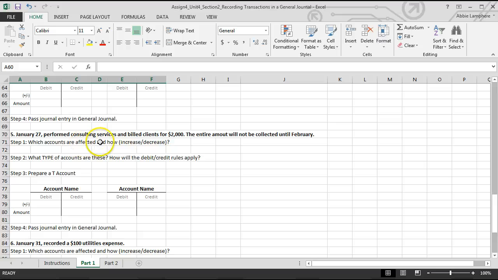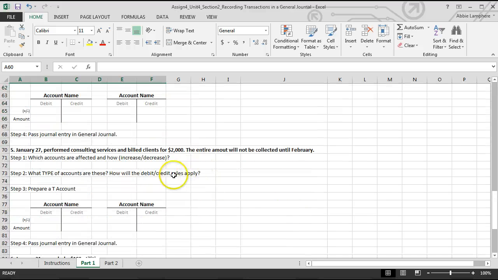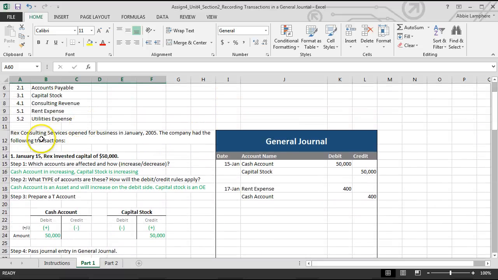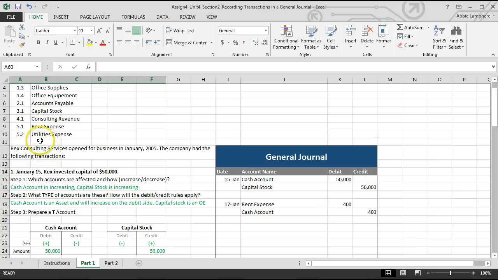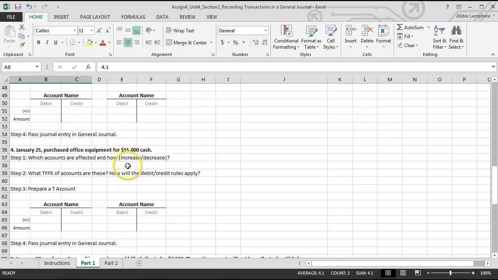Performed consulting services and billed clients for $2,000. The entire amount will not be collected until February. So again, we billed our clients and we're not collecting until February. Performed consulting services. So that's a fancy way for saying we provided service, right? Our business is Rex Consulting Services. So we make money by providing consulting services. So that should tell you that that's going to affect our revenue account. We provided the service that our business provides, and we're getting paid for that service. So that is coming in as revenue. So this is going to affect our consulting revenue account.